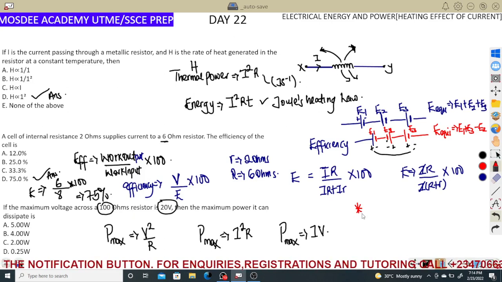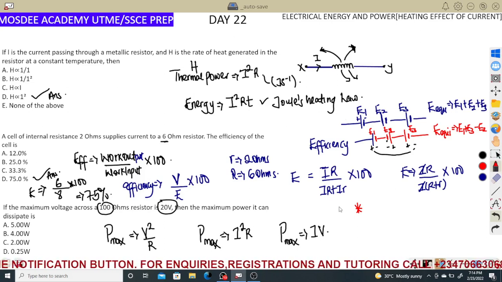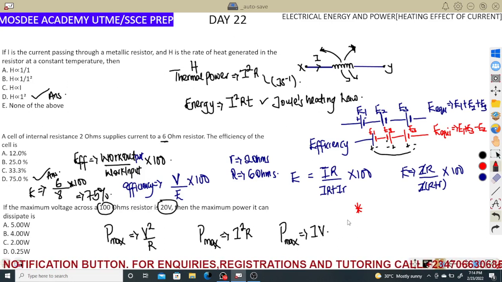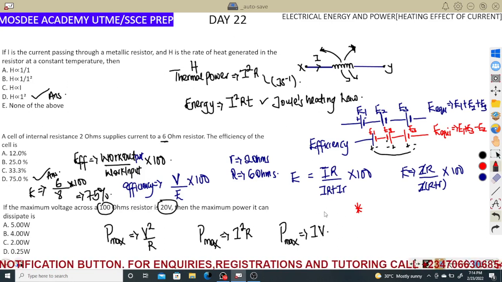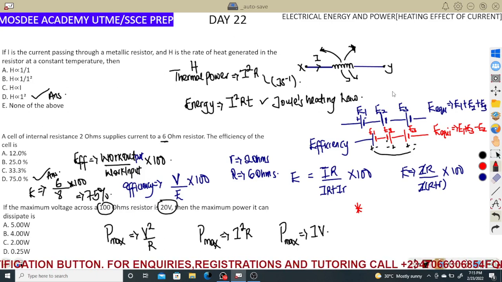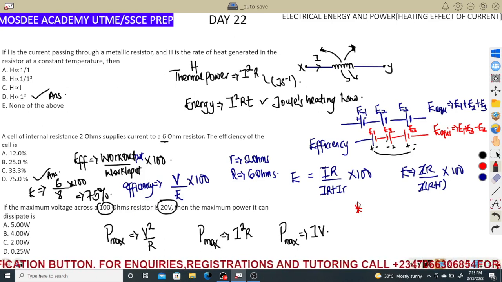Now, power. When we talk about power, we have different powers. We're talking about power in the cell and power generated by the heating effect. Heat is being dissipated, lost in the form of dissipation. When you charge your phone, sometimes it becomes very, very hot. That shows we are talking about the heating effect of current. As the battery is being charged, it is absorbing power and heat is being dissipated.